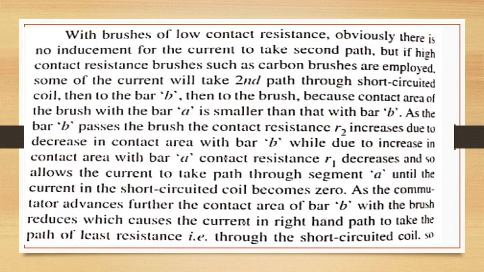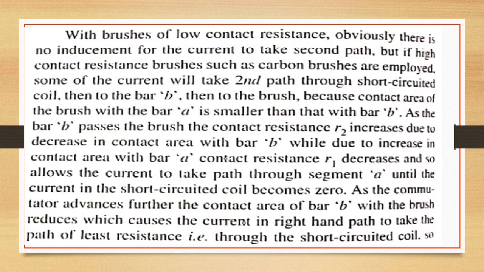With brushes of low contact resistance, there will be no inducement for the current to take the second path. But if high contact resistance brushes such as carbon brushes are employed, some of the current will take the second path through the short circuited coil, then to the bar B, then to the brush.